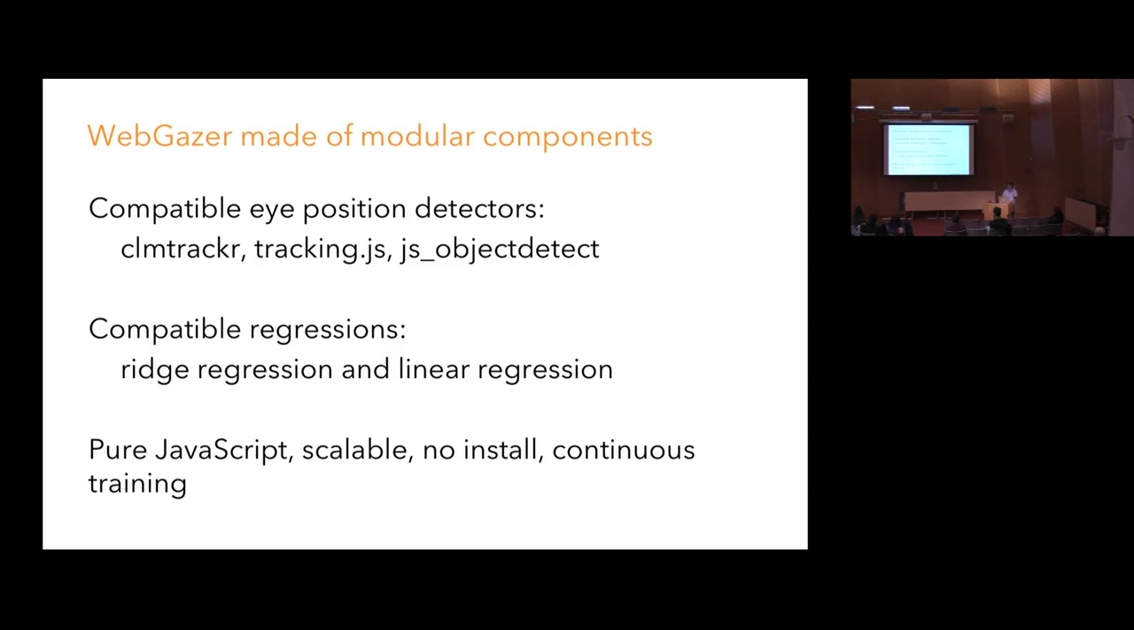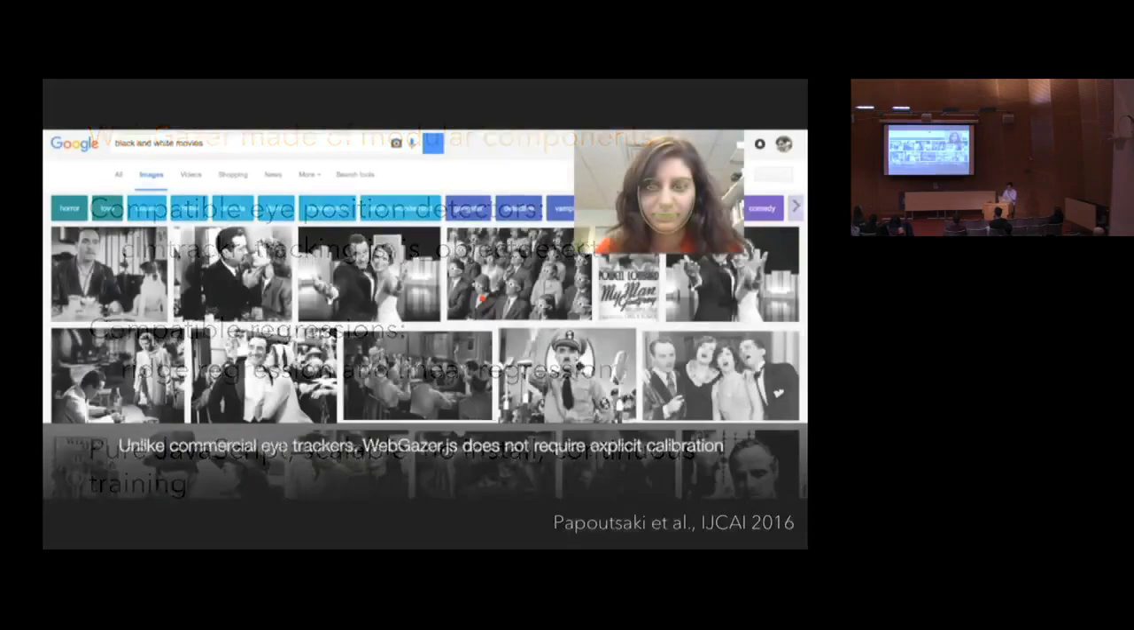And Webgazer is a pure JavaScript library, so it works just on the web. There's nothing to install. It's scalable, so you can put Webgazer on any website, and then you can actually track where people are looking if they consent to it. And the other feature, because we're creating these mappings of eye and positions on the screen over time, is that it continuously trains. So it always keeps learning from what you're doing and figures out where you're looking. So let's see what it looks like.